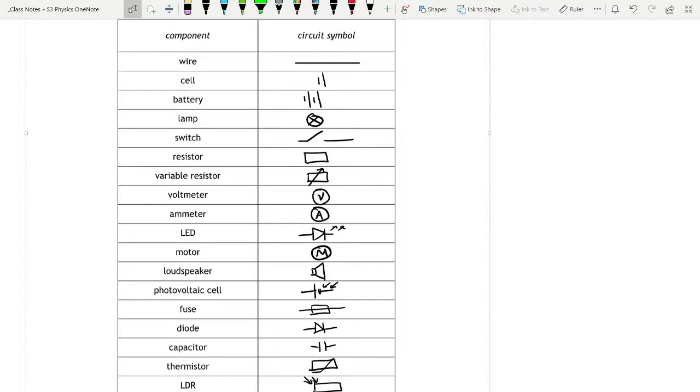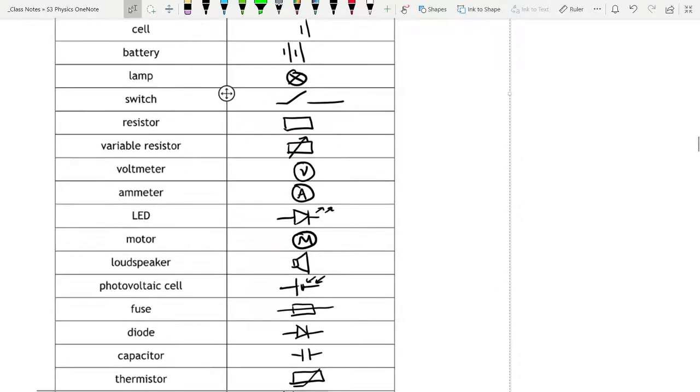A resistor is just a rectangle. A variable resistor is a rectangle with an arrow through it. It doesn't really matter which way around your arrow points, as long as it's sort of diagonally through it. Voltmeter is a circle with a V in it, and ammeter is a circle with an A in it.